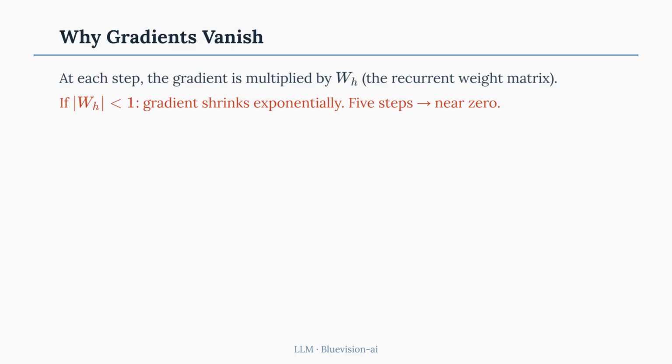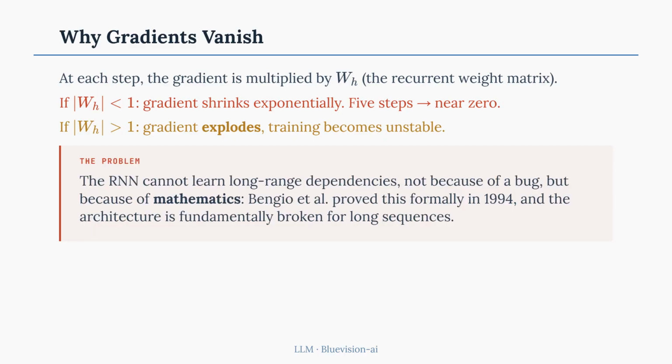49 multiplications, the 50-word case, essentially 0. And if it's greater than 1, the gradient explodes instead, growing exponentially until training becomes numerically unstable. You can clip exploding gradients as a hack, but you can't fix the vanishing case so easily. The RNN cannot learn long-range dependencies, not because of a bug, but because of mathematics. Bengio and colleagues proved this formally in 1994. The architecture is fundamentally broken for long sequences.